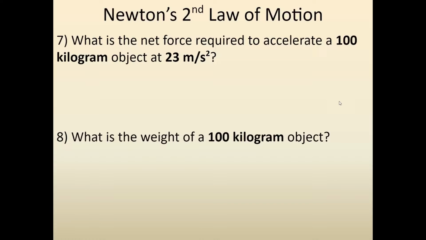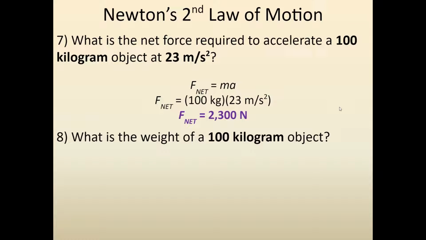All right. So here are some questions. Why don't you try using that equation on these two, and we'll work on this. All right. So here for question 7, they give us a mass and acceleration, and they want the net force. So F net equals ma. Plug in the two numbers, and we get a net force of 2300 newtons.